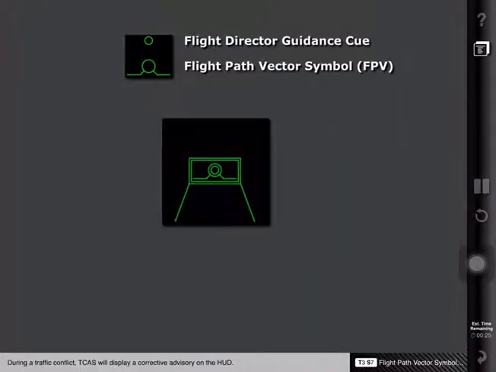During a traffic conflict, TCAS will display a corrective advisory on the HUD. The corrective advisory indicated with a double-lined box is called the Fly To box. The Fly To box is an indication of where the flight path vector symbol should be positioned in order to obtain vertical separation from traffic.